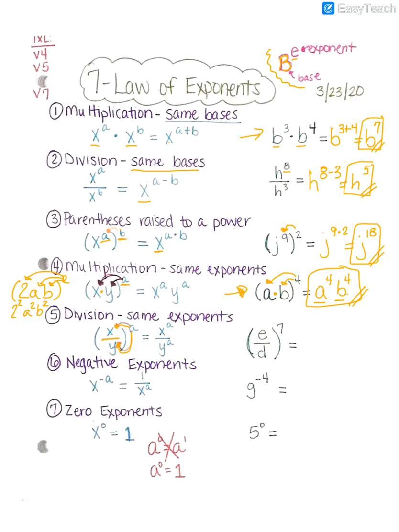So same thing here on the example that we have here. You're going to go ahead and distribute that 7 to the top, which becomes e to the 7th over, and distribute to the bottom, that becomes d to the 7th. And again, they're not the same bases, so we can't simplify. So that would be your final answer.